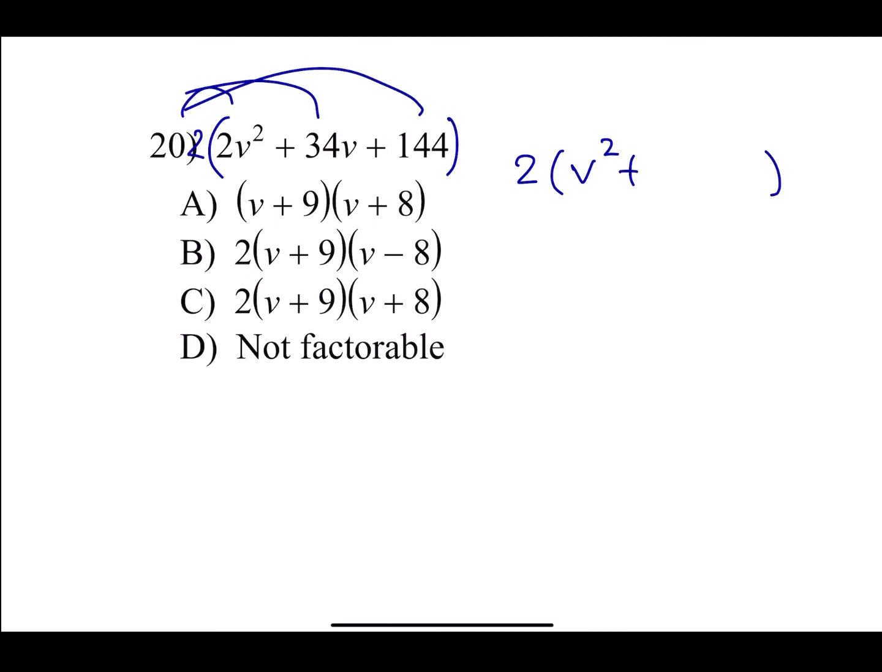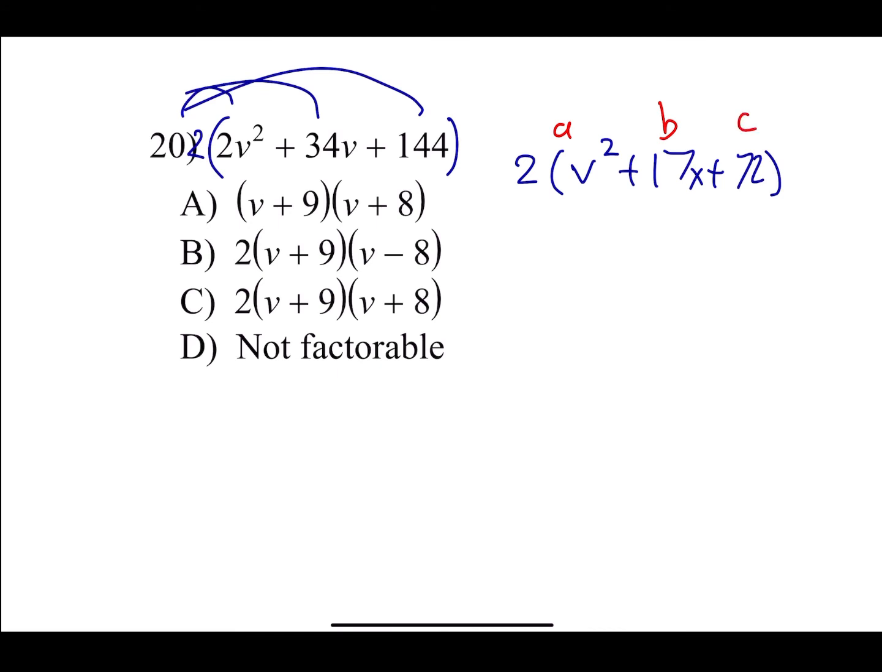Real fast in my head. Nope, can't do it. 34 divided by 2 is 17. Yeah, I should have been able to do that. I'm getting rusty. 144 divided by 2 is 72. So, we've made our lives easier because now I have a new A, B, and C. A is 1, B is 17, C is 72.